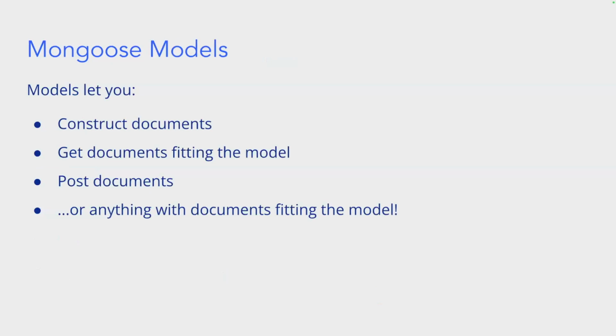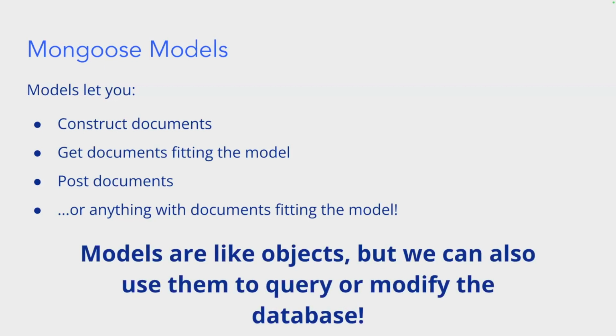Mongoose has a concept of a model, which lets you make documents, get documents fitting a model, or really do anything with documents that fit the model. And models are built on top of schemas. So to make a model, you need a schema. And you can think of a model as basically a fancy object, because when we have a model, we can also use it to query or modify the database, in addition to actually accessing data directly.